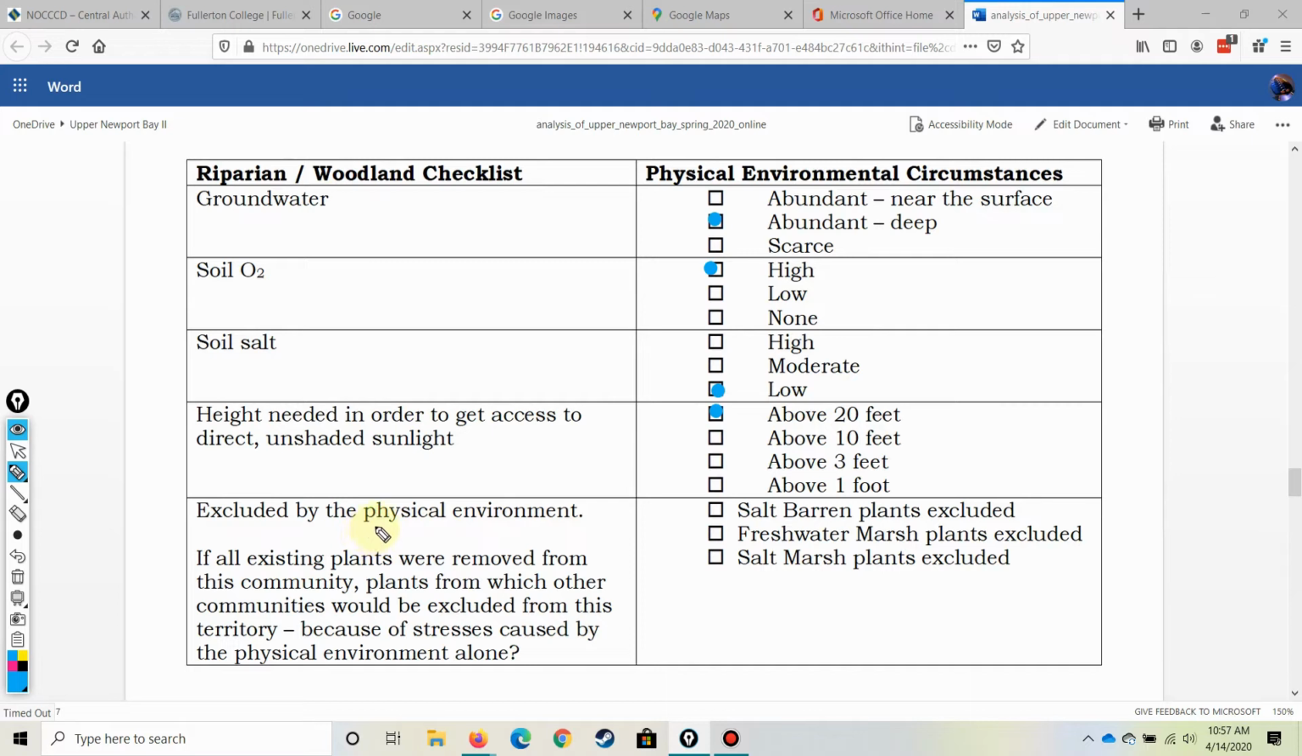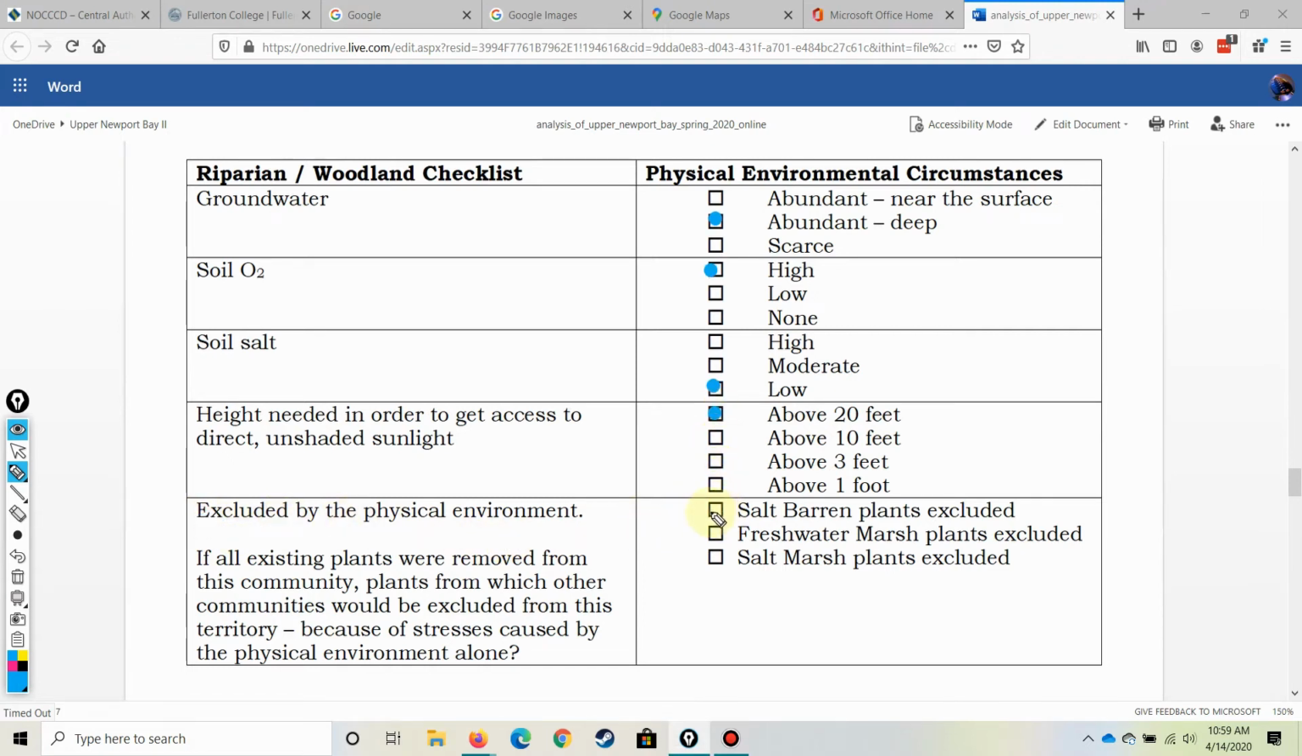Now, excluded by the physical environment. What that means is, if we removed all of the plants and just scraped it completely, and you just had bare earth in this location, would plants from other communities be able to live there? Now that there's no biological competition, could we plant salt-bearing plants like pickleweed and saltgrass there, or would they be excluded? Would they die? That's what this is asking. Excluded by the physical environment.